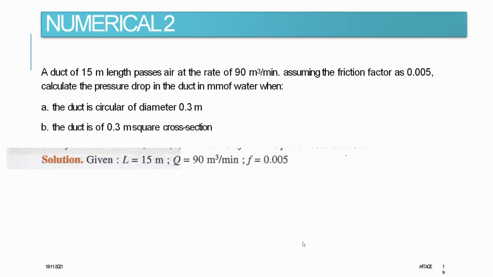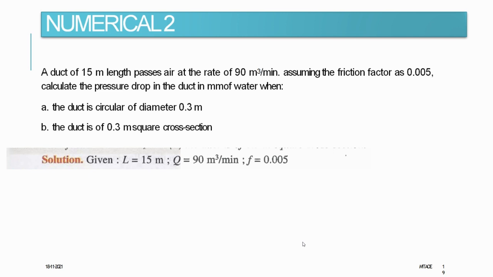So moving towards the numerical: a duct of 15-meter length passes air at the rate of 90 meter cube per minute. Assuming the friction factor as 0.005, calculate the pressure drop in the duct in mm of water, when the duct is circular with a diameter of 0.3 meter, and when the duct is of 0.3 meter square cross section. So here we are having the values of volume flow rate, length, and the friction factor given as 0.005. Then we have to calculate the pressure drop.